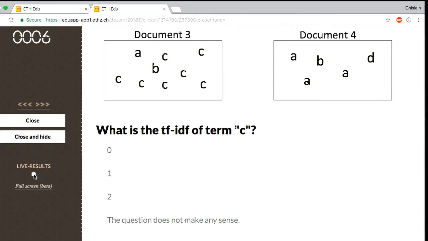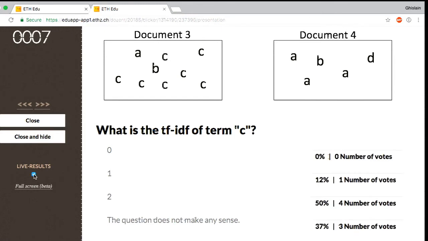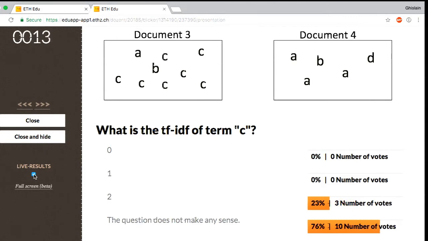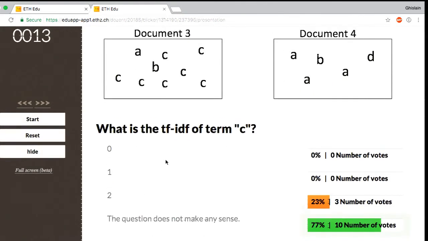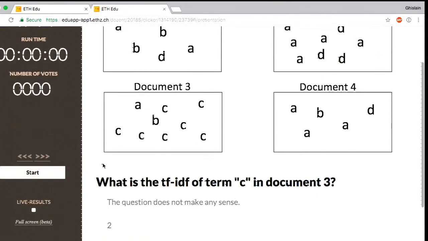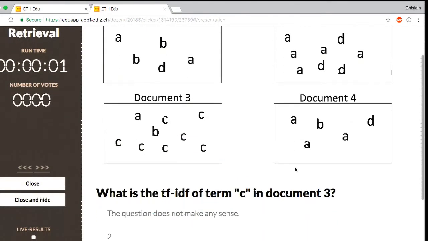Let me show. Aha. So is it 2 or does it not make sense? Very good. Yes. Absolutely. TF-IDF of a term alone doesn't make sense. It's per term, per document, because the term frequency is per term in documents. And finally, and now this time it's asked in the right way, what is the TF-IDF of C in document 3?